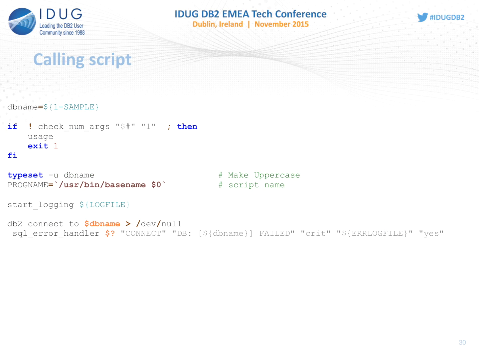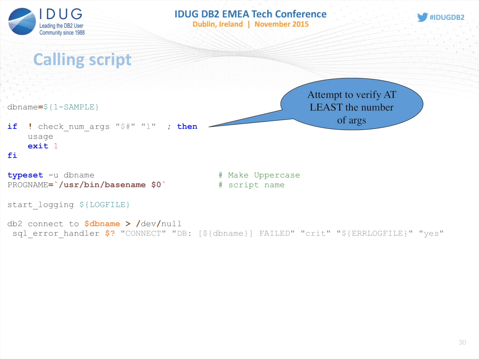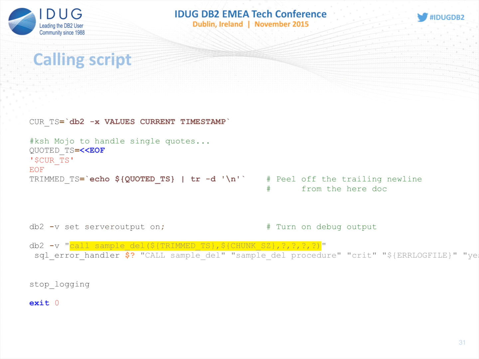And then down here's our, well, that's a connect statement. Oh, and here's another little Korn shell function I had to write to force you to give me the proper number of arguments when you call a script. So here's the call statement. And this seems really easy, right? Except I've got to pass a timestamp in. And the timestamp has to have single quotes wrapped around it. And Korn shell hates that.